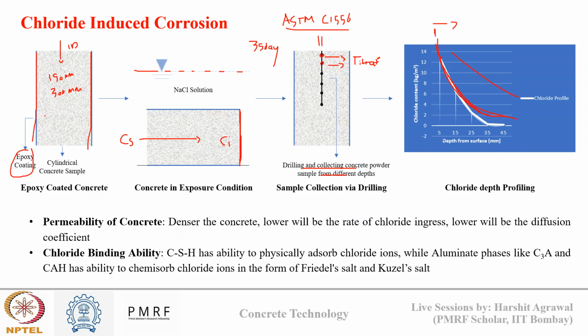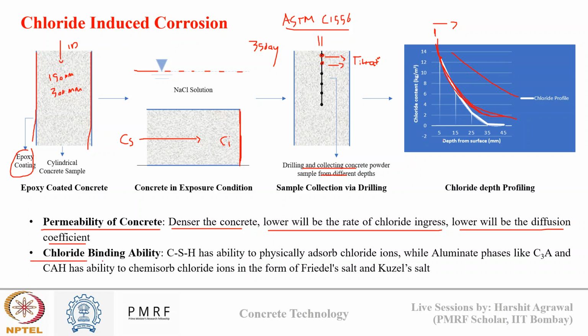Now, how will concrete influence the diffusion coefficient value? It can influence in two ways. First is the permeability of concrete. The denser the concrete, the lower the rate of chloride ingress, and so the lower the diffusion coefficient. If I have a very dense concrete, chloride won't be able to easily penetrate through the concrete. If it can't easily penetrate, then the diffusion coefficient value will also be lower for chloride.